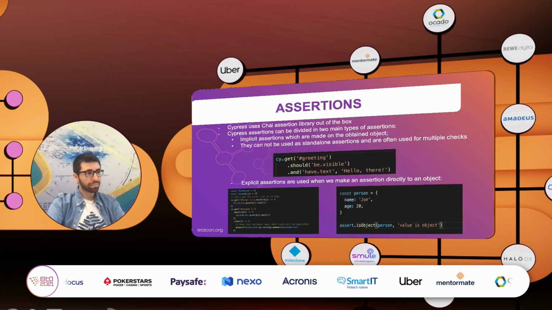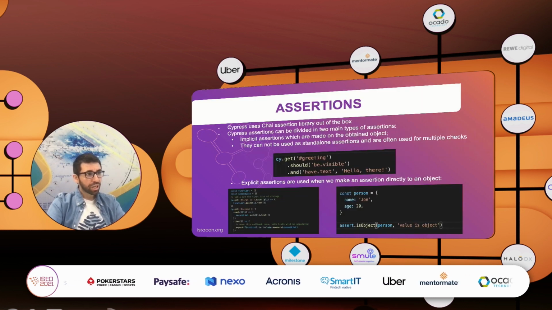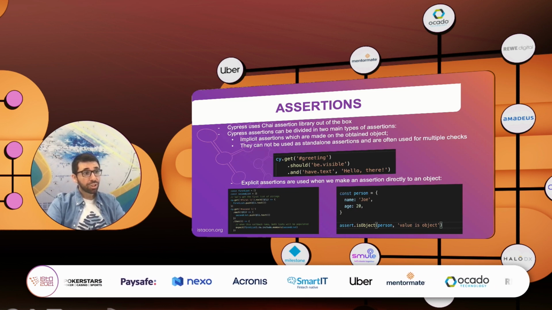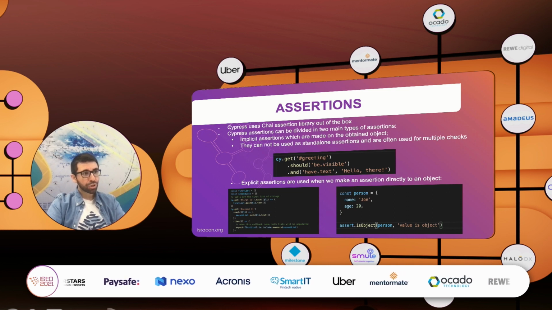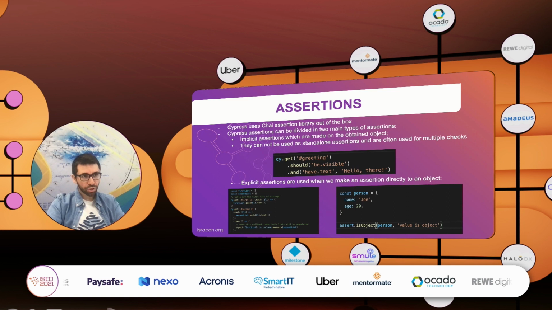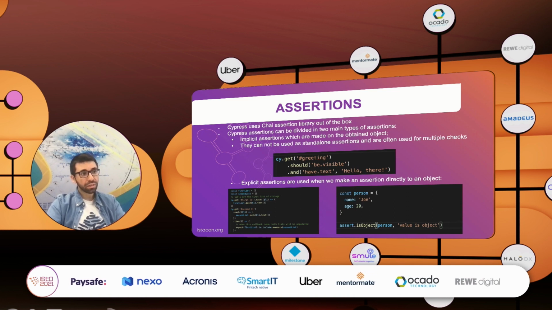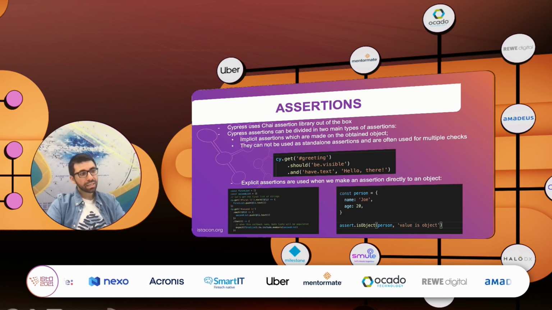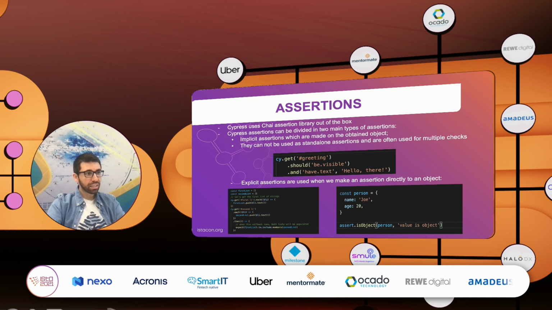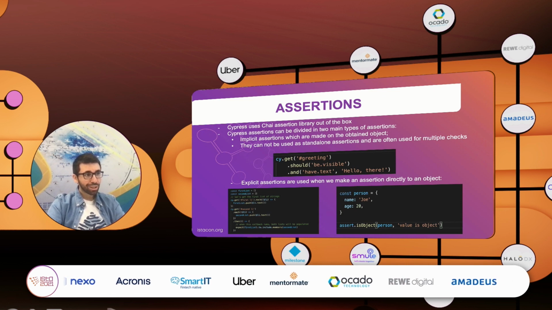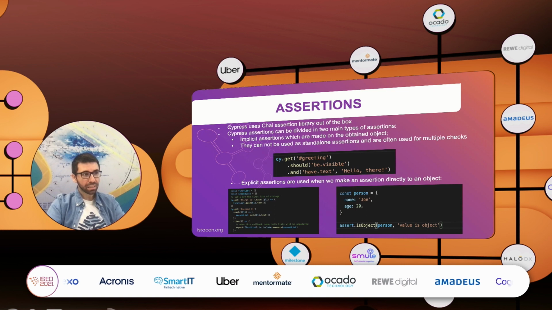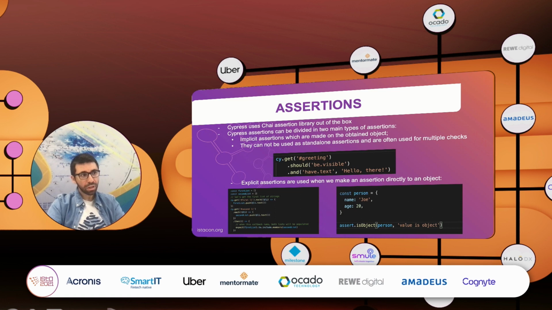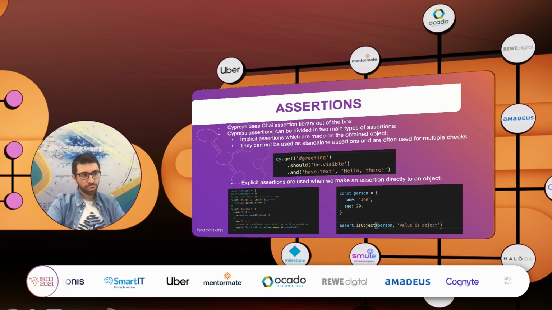Moving on to round 5, assertions. Cypress uses the Chai assertion library out of the box, and its assertions can be divided into 2 main types. Implicit assertions, which are made on the obtained object, which means we yield the object, and we do certain assertions on the yielded objects. They cannot be used as standalone assertions and are often used for multiple checks. An example of this would be to check the parameters on the ID called greeting. So using the cy.get command, we get the element or the object in this case, and we do multiple checks on it, like should be visible and have text that should equal hello there.